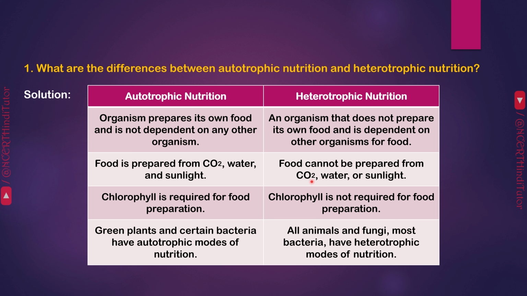Here CO2 is carbon dioxide. In autotrophic nutrition, chlorophyll is required for food preparation. In heterotrophic nutrition, chlorophyll is not required for food preparation. In autotrophic nutrition, green plants and certain bacteria have autotrophic modes of nutrition. In heterotrophic nutrition, all animals and fungi, and most bacteria have heterotrophic modes of nutrition.